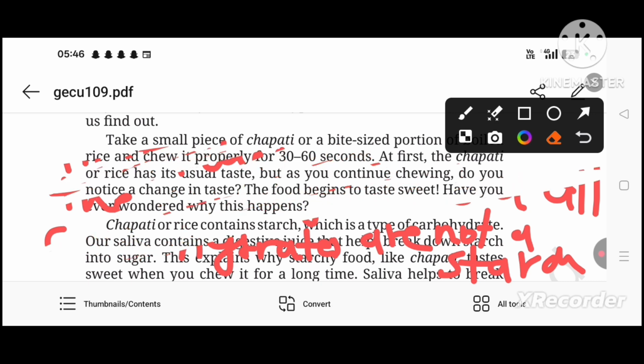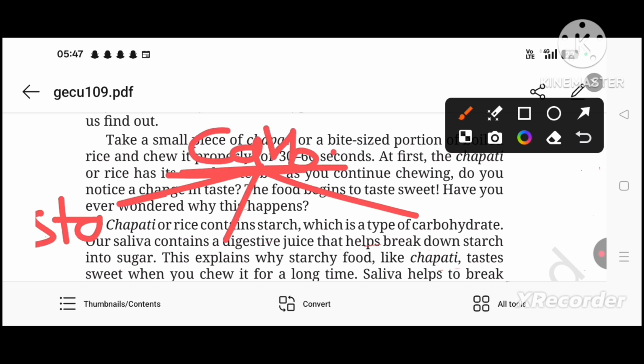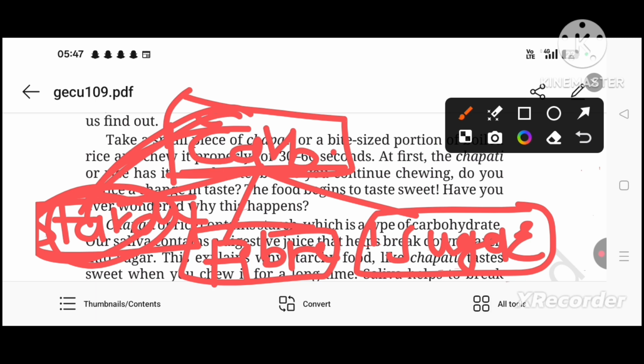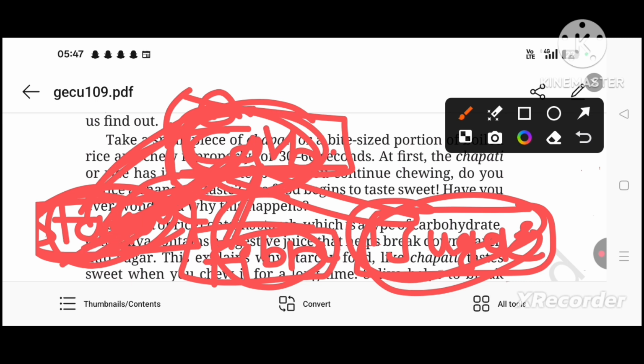You know what carbohydrate, fat, protein, vitamins, and minerals are. These are the different types of nutrients present in your food. Carbohydrates are of three types: starch, fiber, and sugar. So we can say that all starches are carbohydrates, but all carbohydrates are not starches, because some carbohydrates are fiber and some are sugar.